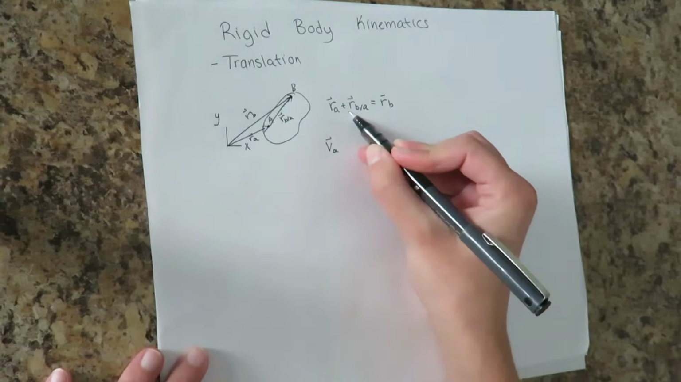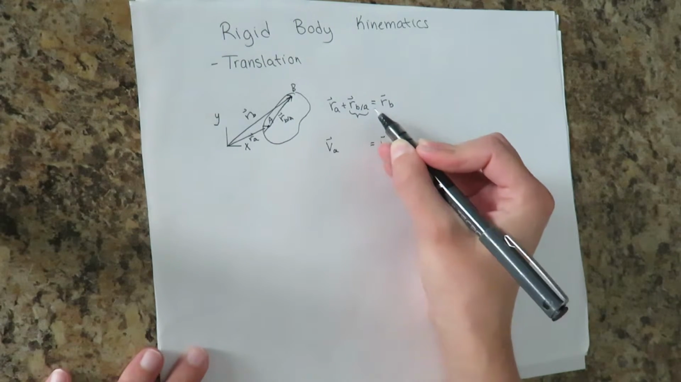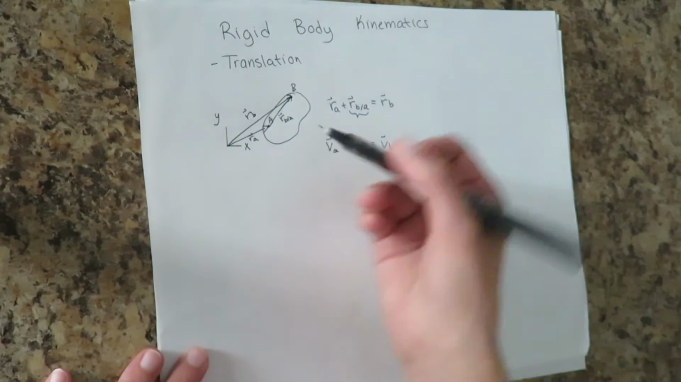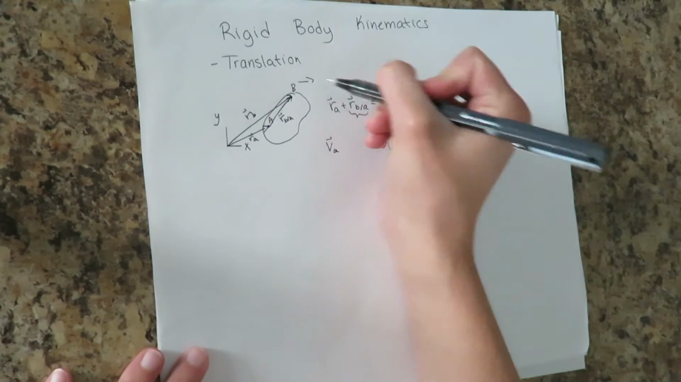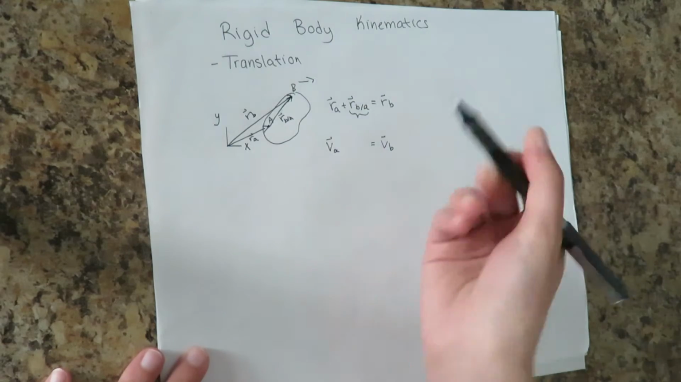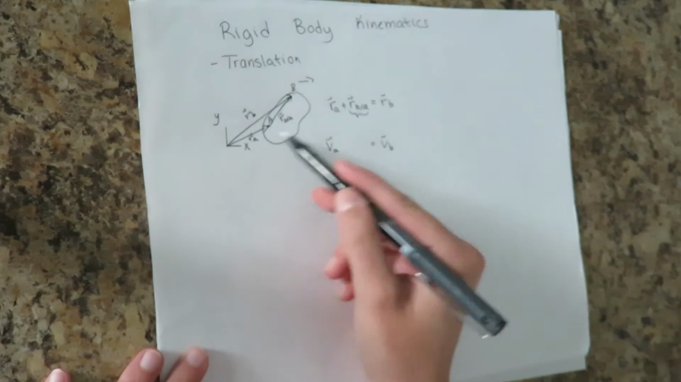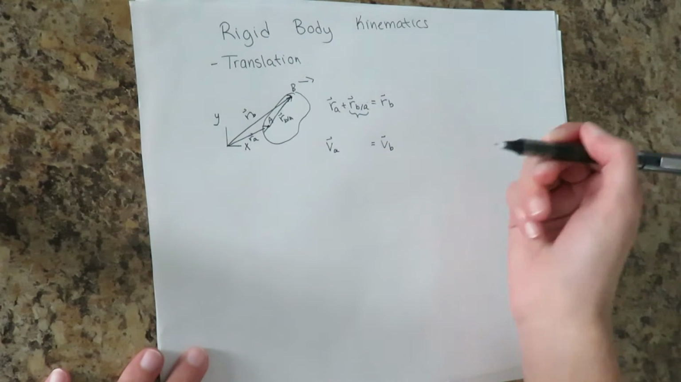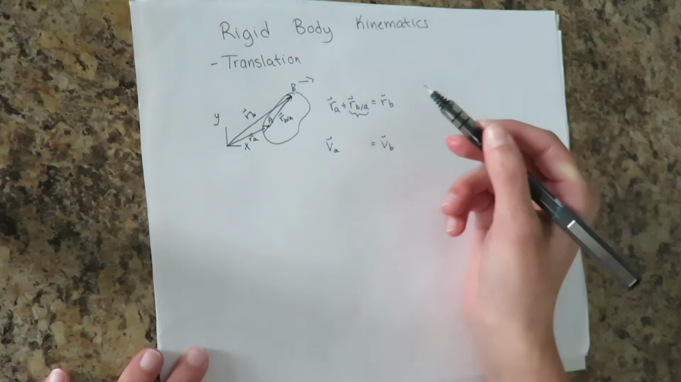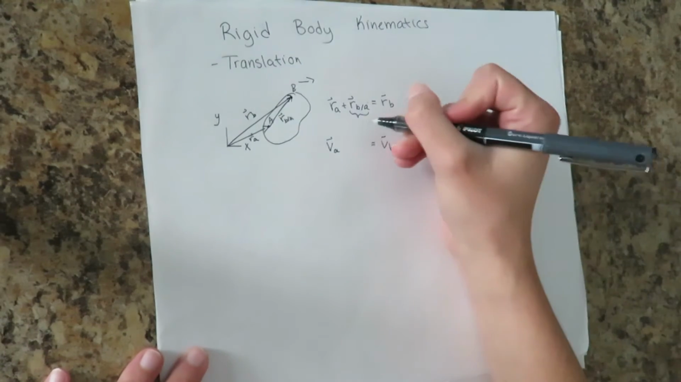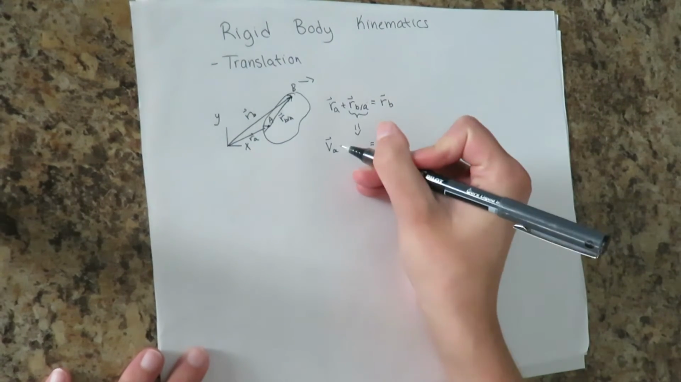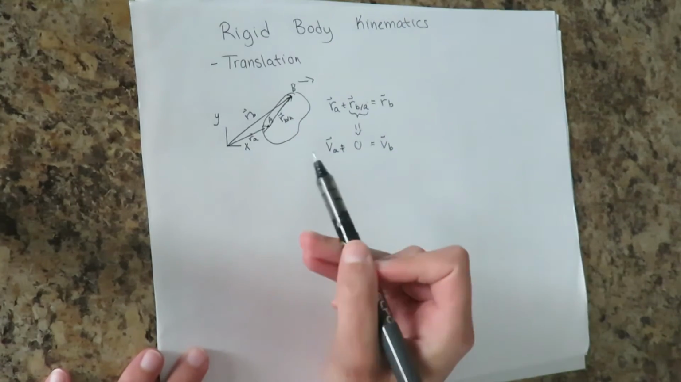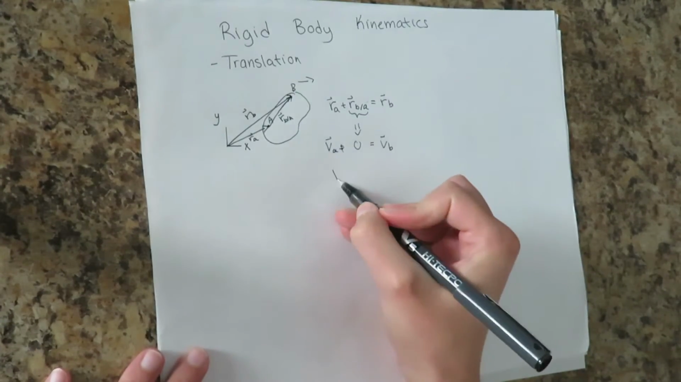But what's this one from A to B? Well, RA and RB depend on the origin. So if this is moving this way, then RA and RB are going to get larger as it moves away from the origin. But RB/A right here is not going to change. It's constant. So what happens if you take the derivative of a constant? It's 0.